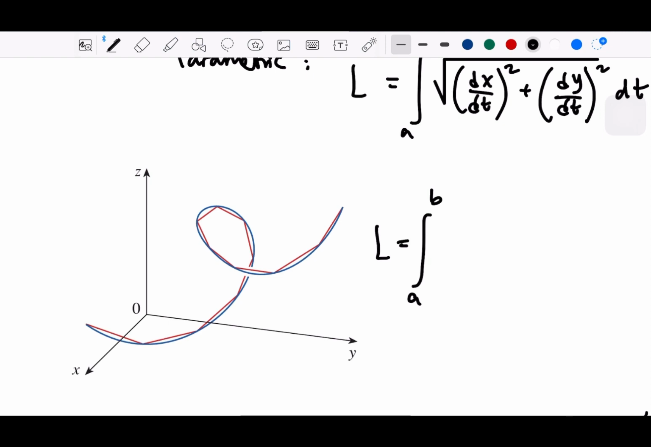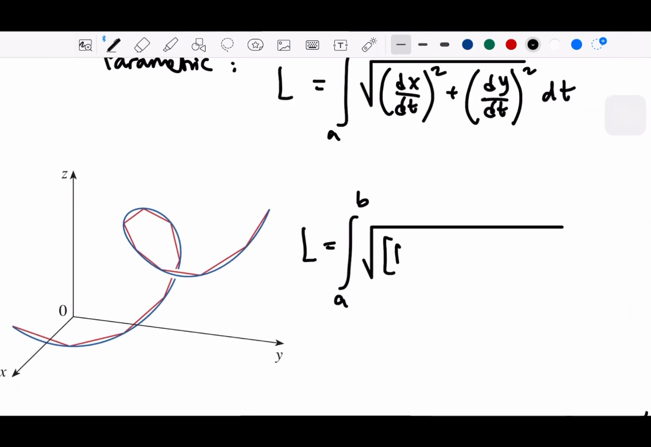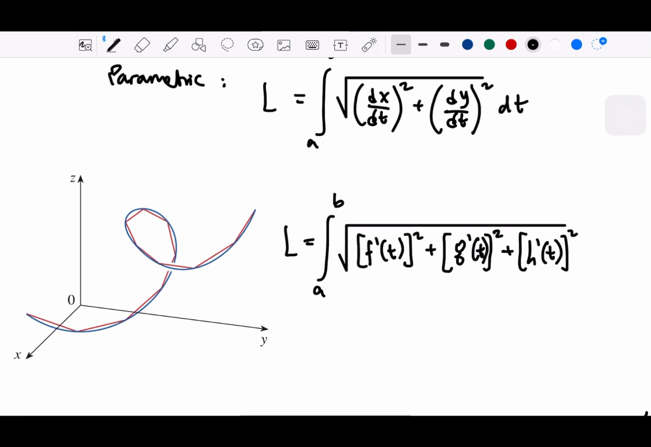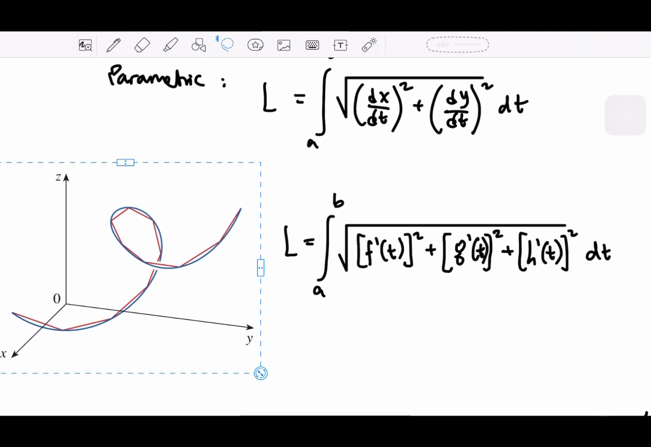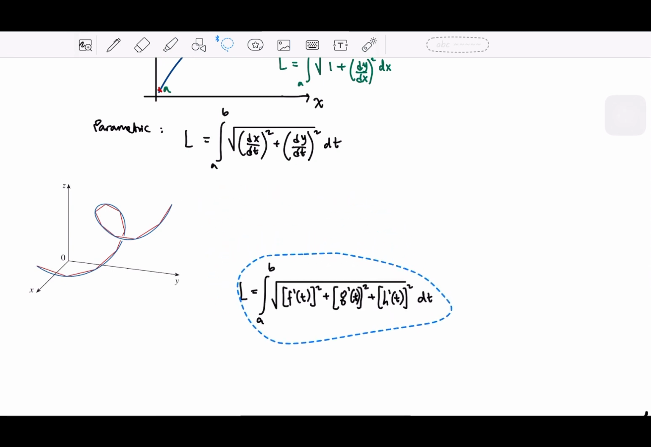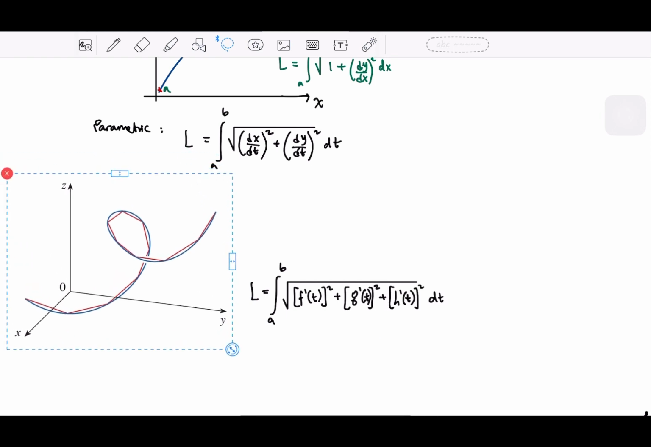So we can say that this will be f prime t, g prime t, and h prime t. So this is, okay, maybe let me write it that way, this is going to be this way, maybe this one will get bigger.